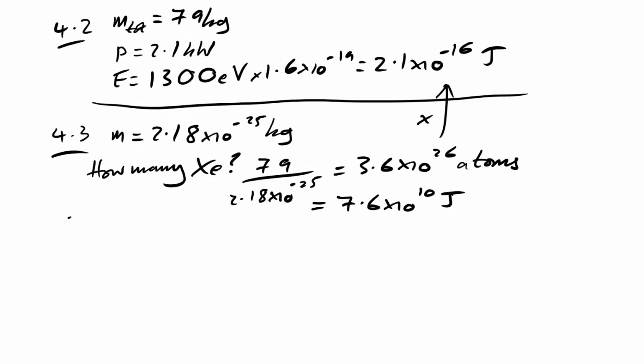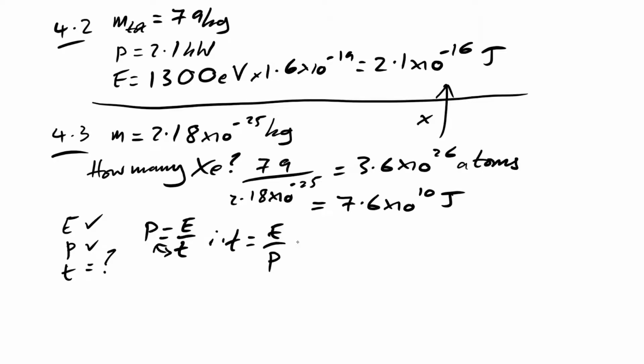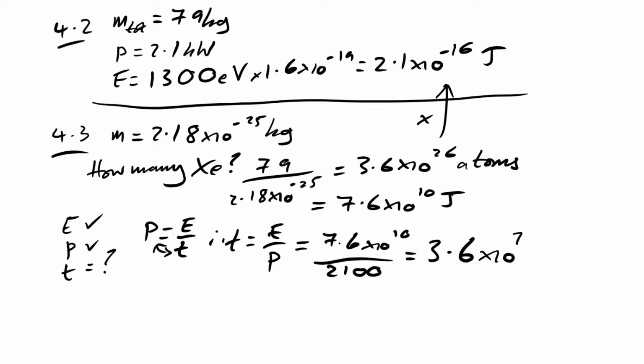So we have our energy, we have a power up the top there, we're looking for time. Power is energy divided by time, so just swapping those two round, time is equal to energy divided by power. So that's our 7.6 times 10 to the 10 divided by a power of 2,100 because it was kilowatts. And that gives us, to 2 sig figs, 3.6 times 10 to the 7 seconds. That's a big number.